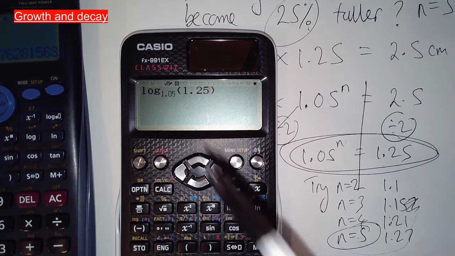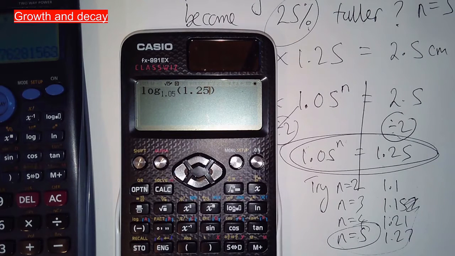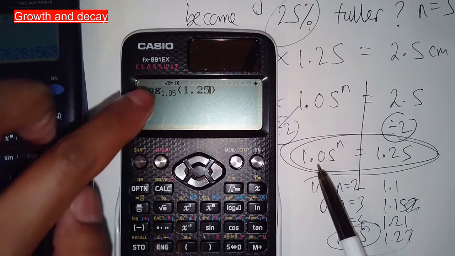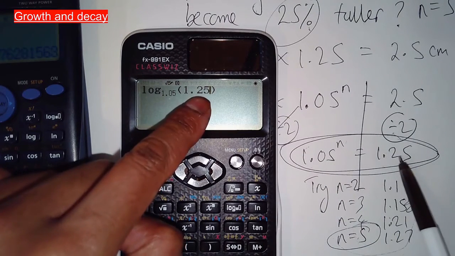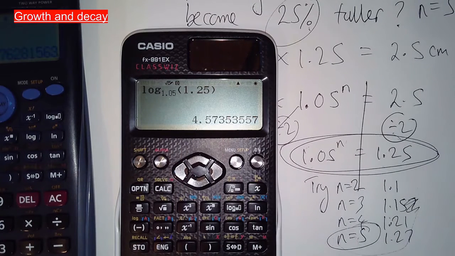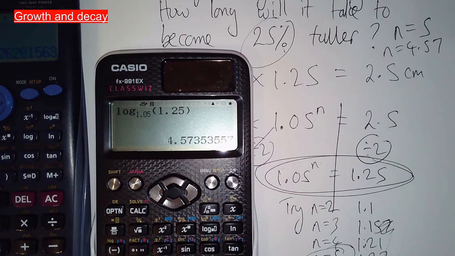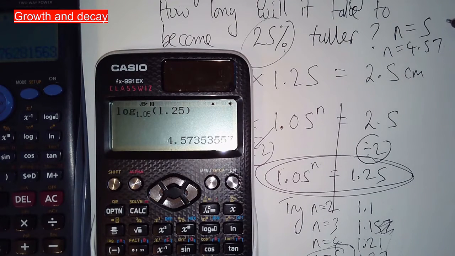So what does that mean in English? That means 1.05 to the power of something to give me 1.25. Press the equal button. There you go, 4.57. N is exactly 4.57 months. 4 and a bit months, okay? But we're going to have to round up. Right? So we'll say 5. N is equal to 5 is what we had here.